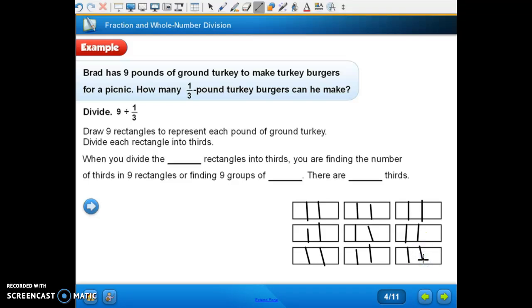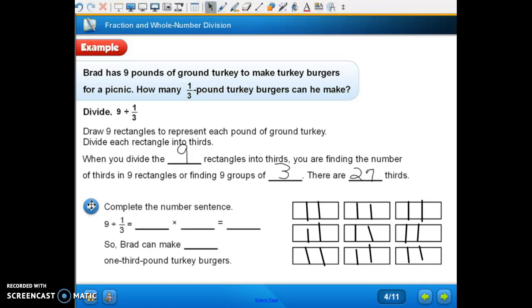When you divide the 9 rectangles into thirds, you are finding the number of thirds in 9 rectangles, or finding 9 groups of 3. There are 27 thirds. Complete the number sentence: 9 divided by 1/3 is 9 times 3 equals 27. Right. If I made that into my reciprocal, I would have 9 over 1 times, and I would flip that, 3 over 1, which would be 27 over 1, or 27. So Brad can make 27 1/3 pound burgers. Does anybody have any questions?